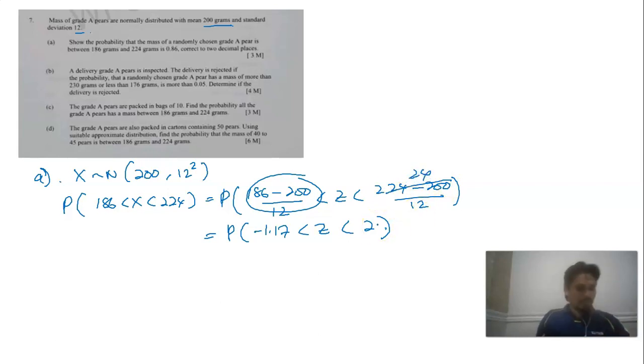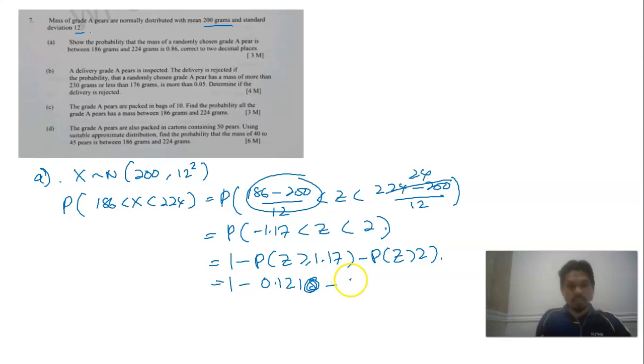Okay, so for this one here now, it is 1 minus probability of Z greater than or equal to 1.17 minus probability of Z greater than 2. Okay, so it is 1 minus 0.1210 minus 0.0228, and this finally gives you 0.8562 or 0.86 with 2 decimal places here.